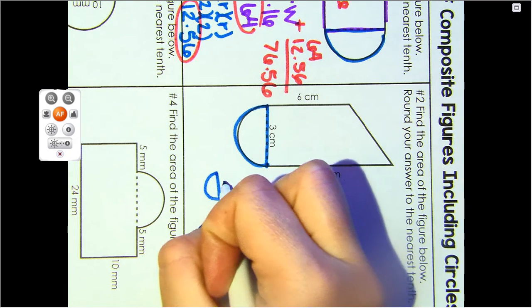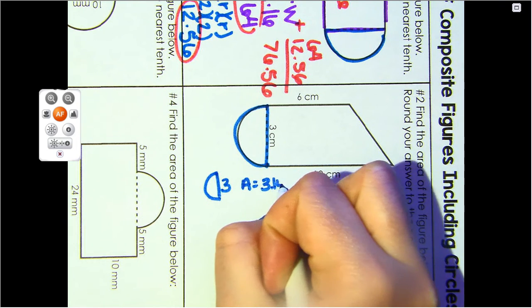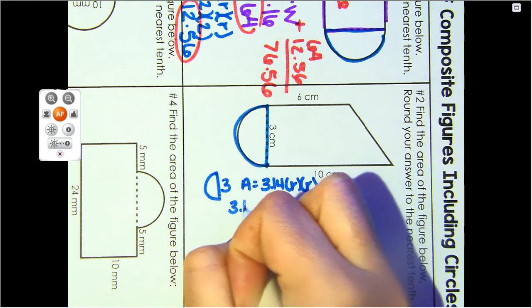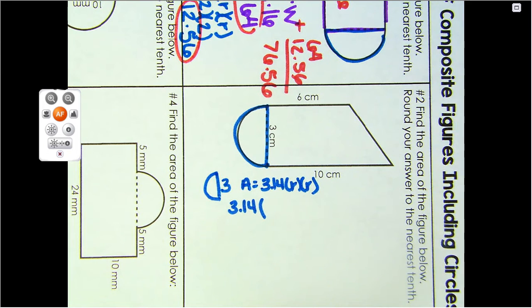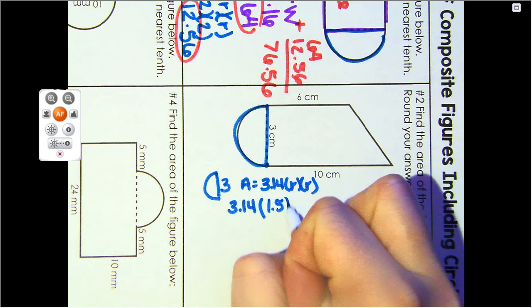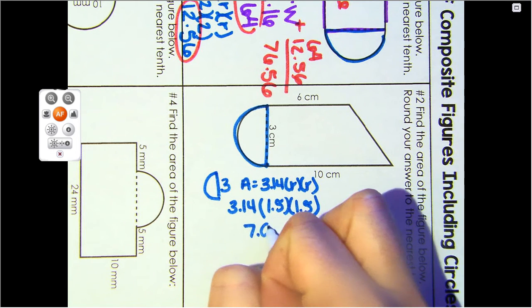Okay, and then recall that my circle formula is 3.14 times R, and R stands for radius. The particular information that's given about the circle is the diameter. So I need to cut 3 in half, which is 1.5. So my 3.14 times 1.5 times 1.5, and that number is 7.065.